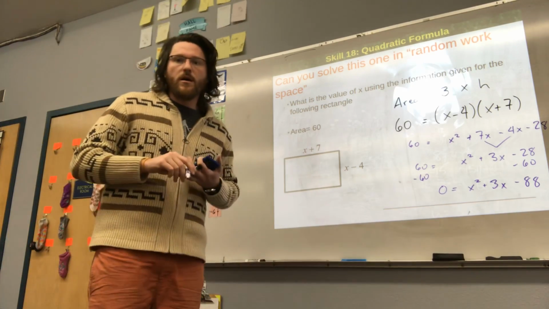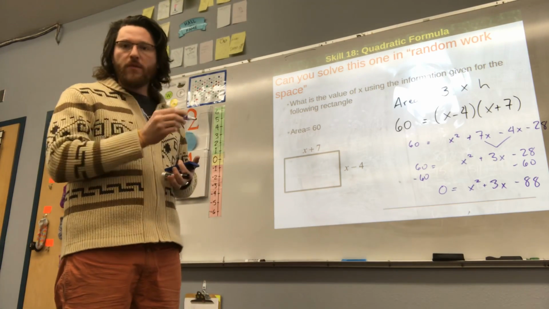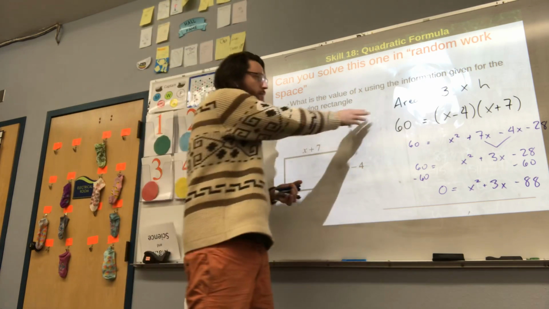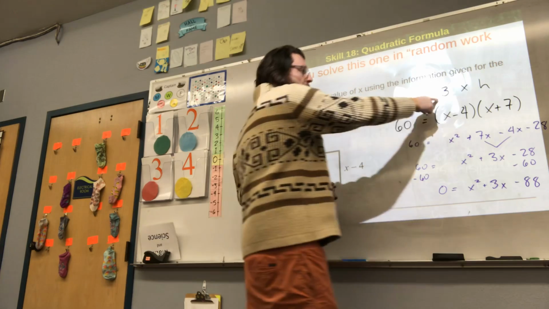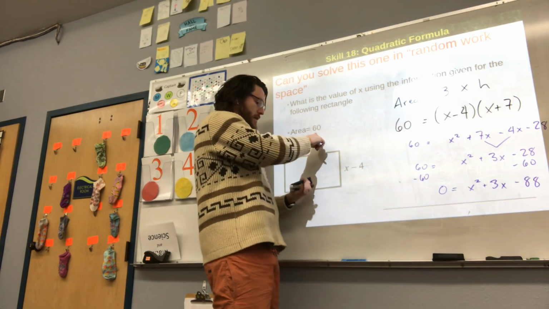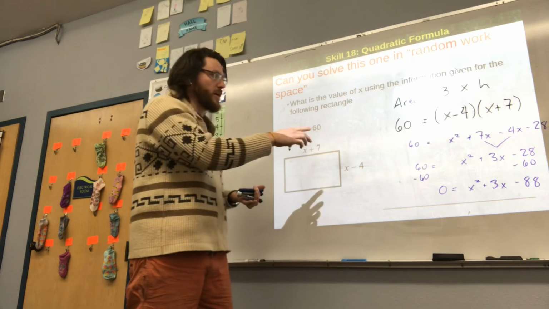All right, guys, we're back with this problem. Hopefully you took a look at it and worked partway through. Remember, the area of a rectangle is equal to the base times the height. In this problem, I actually gave you the area, right? We know that the area in this problem is 60, so we can plug that in.